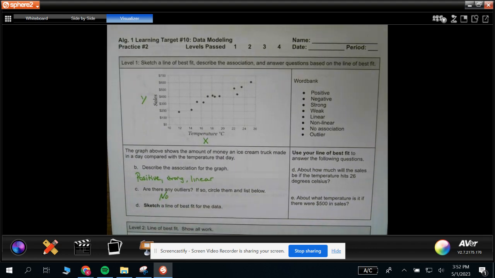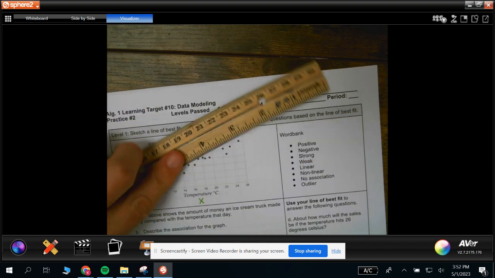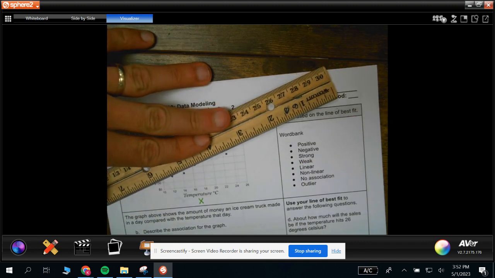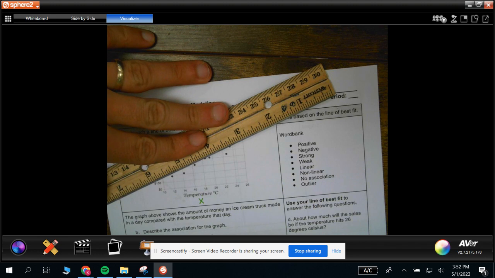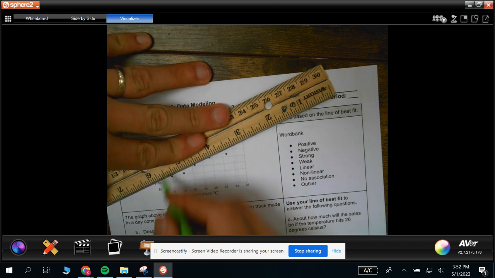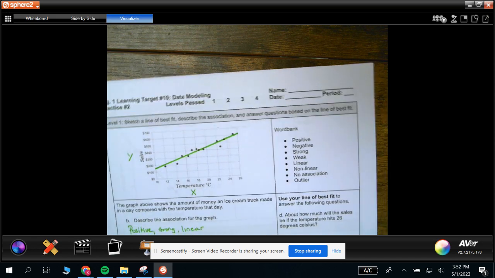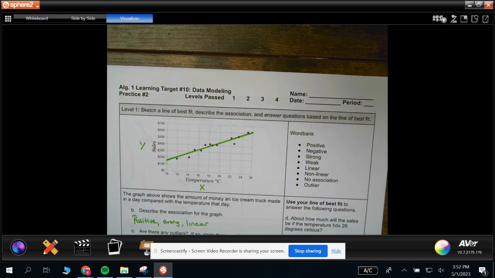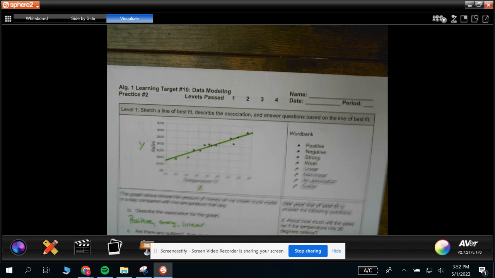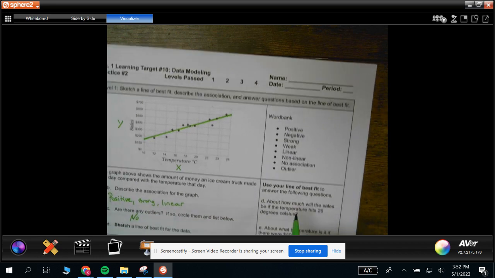Now let's sketch our line of best fit. I'm trying to draw a line through kind of the middle of the data. Your line's going to look a little different than mine, but that's okay. So I'm going to draw a line right around there. That looks pretty decent. All right, make sure you draw it all the way across. Try to draw it straight. So now let's use our line of best fit to answer the following questions.